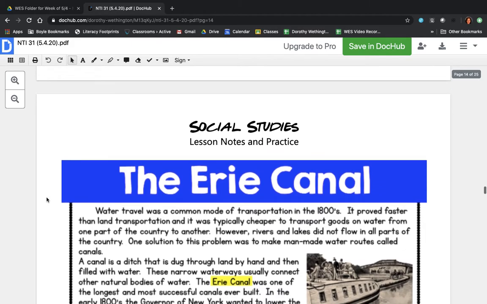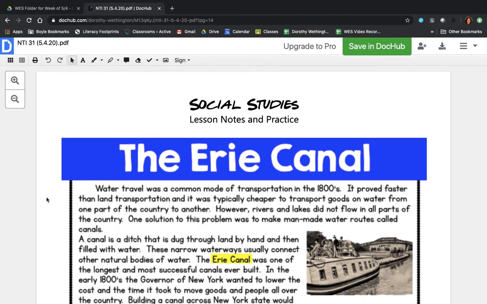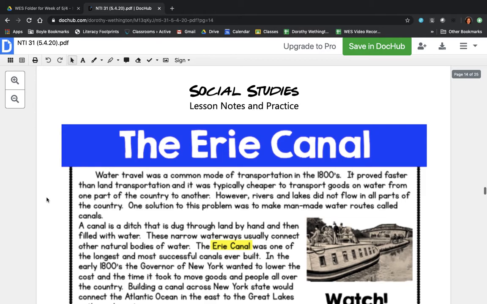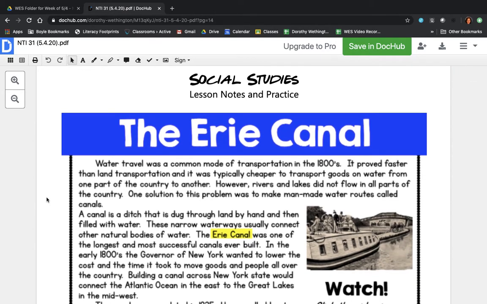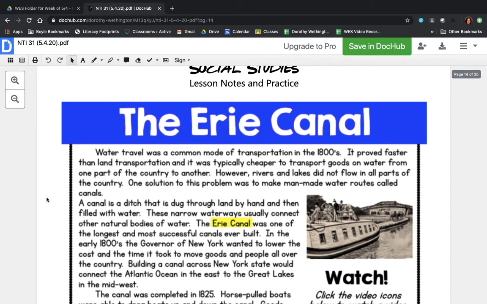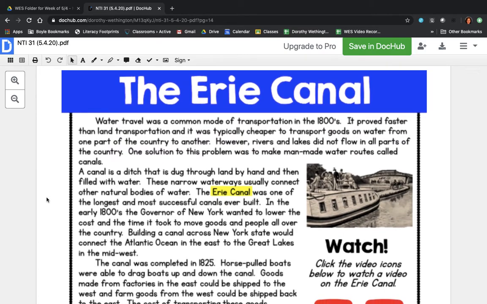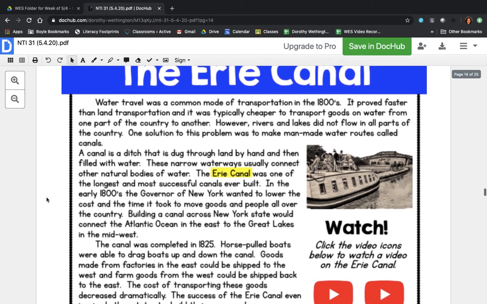Social studies. The Erie Canal. Water travel was a common mode of transportation in the 1800s. It proved faster than land transportation, and it was typically cheaper to transport goods on water from one part of the country to another. However, rivers and lakes did not flow in all parts of the country. One solution to this problem was to make man-made water routes called canals. A canal is a ditch that is dug through land by hand and then filled with water. These narrow waterways usually connect other natural bodies of water.